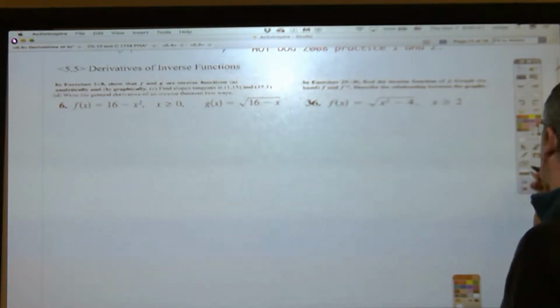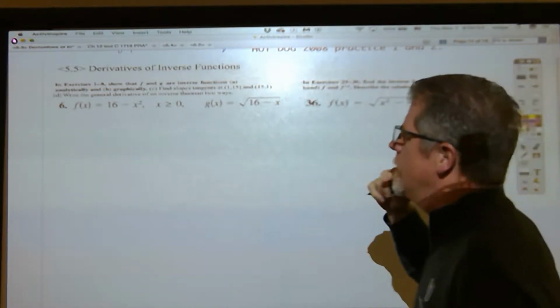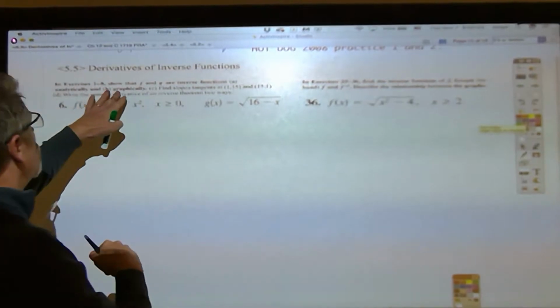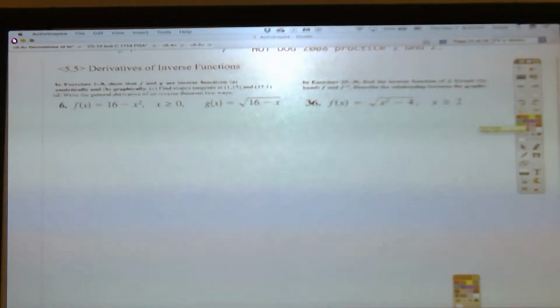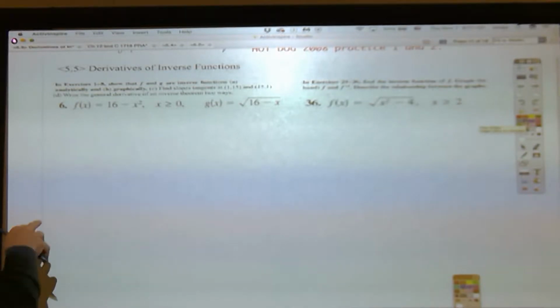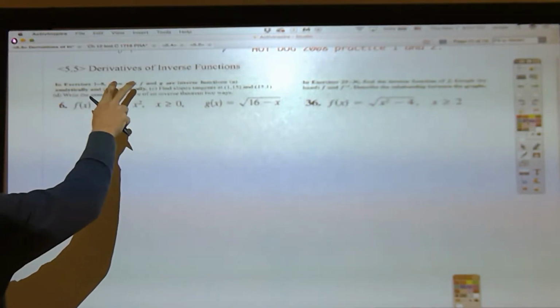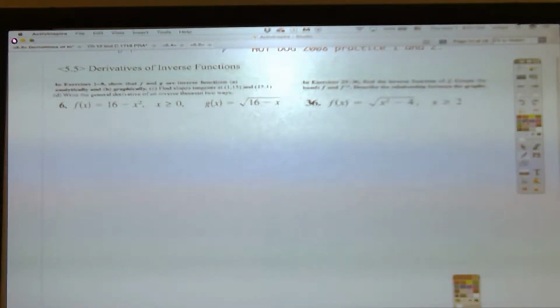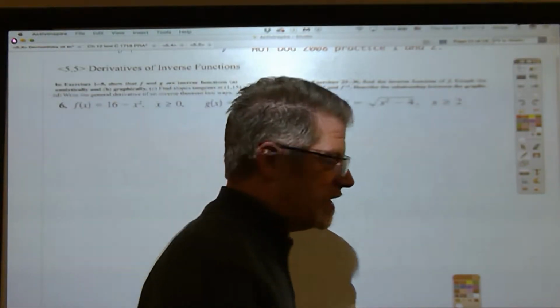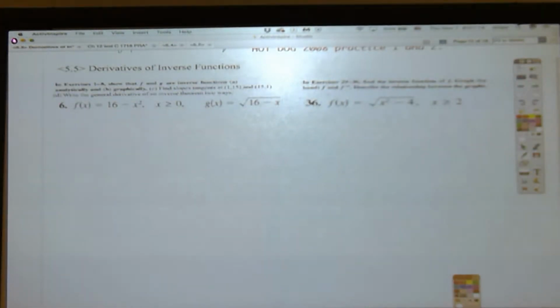Let's take a look at problem 6. What's going on here? It says show that f and g are inverses of each other. That's a pre-calculus problem. We did that in pre-calc. A, analytically, and B, graphically. And then C, find the slopes of the tangents at 1, 15 and 15, 1, right? The general derivative of an inverse theorem two ways. Oh, they're demanding. These math authors sure do ask a lot.